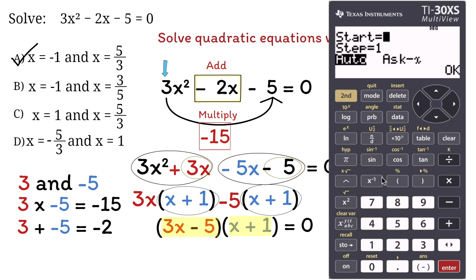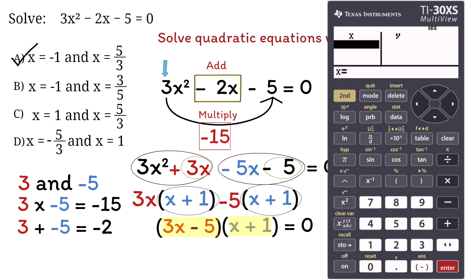Then press enter. Since we are going to input our own values for x, we don't care about the start value. We will press enter to keep the default. We also don't care about the step value. We will press enter again to keep the default. We are not using the auto. We want to put in our x values, so we will use the arrow key to move it to the Ask X. Then press enter. We press enter again to finish this step.